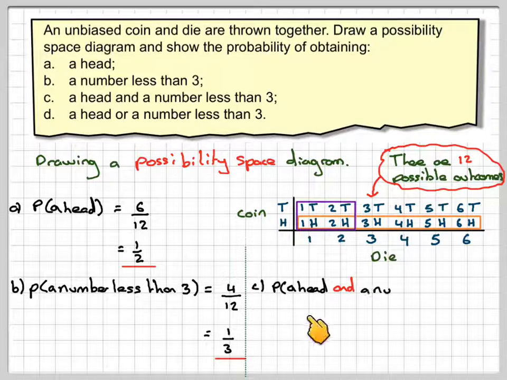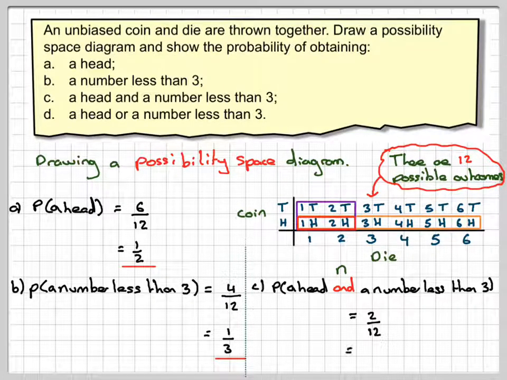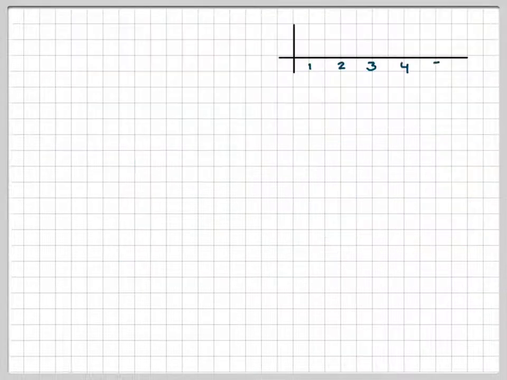Right, now we want the probability of a head and a number less than 3. That's going to be these ones here, which now have a red rectangle around them, that says 2 out of 12, which is equal to 1/6. Okay, drawing that out again.